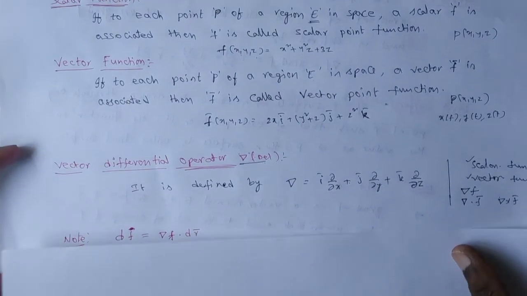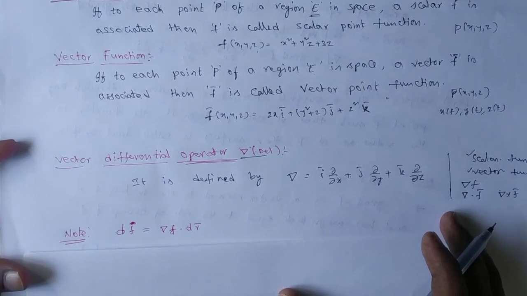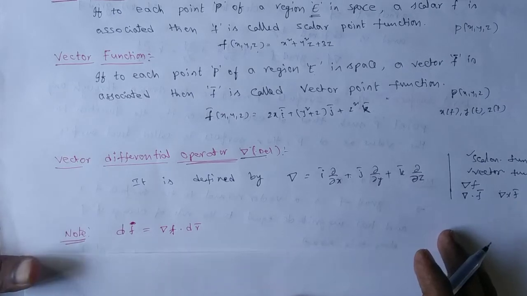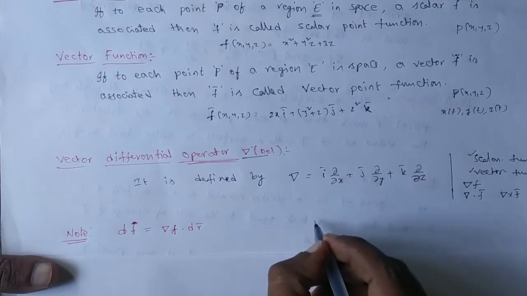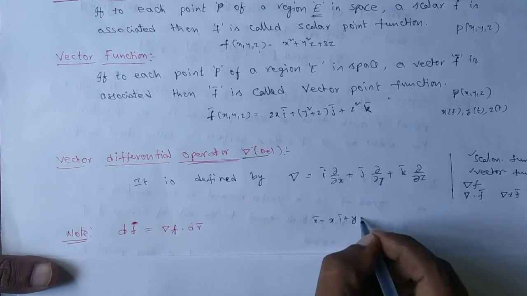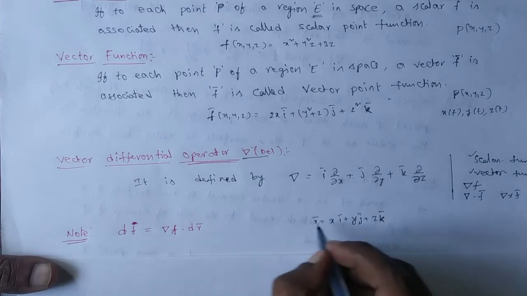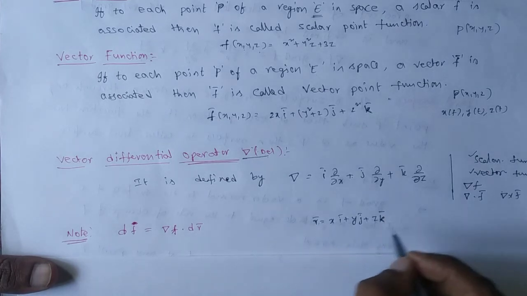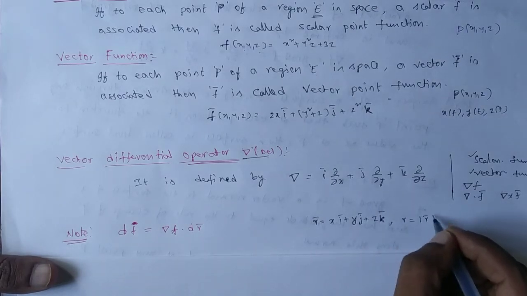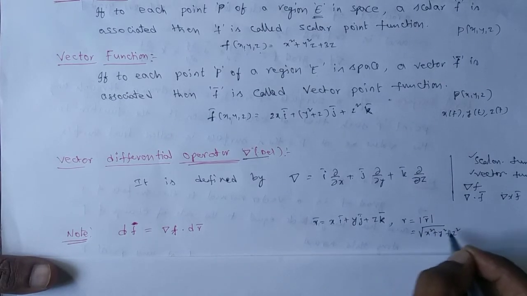Now we can have one note I'm writing here: df equal to del f dot dr bar. Remember that r bar is a position vector in the space. Suppose you are defining it in three dimensions, it is x i bar plus y j bar plus z k bar. Remember that r bar is the position vector of the variable point x, y, z, that is x i bar plus y j bar plus z k bar, and r is nothing but the modulus, the magnitude of that r bar, which is square root of x square plus y square plus z square.